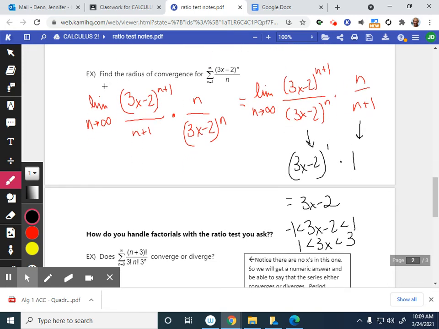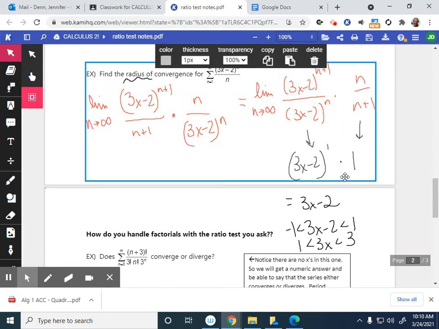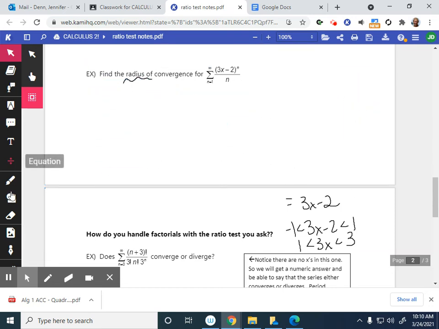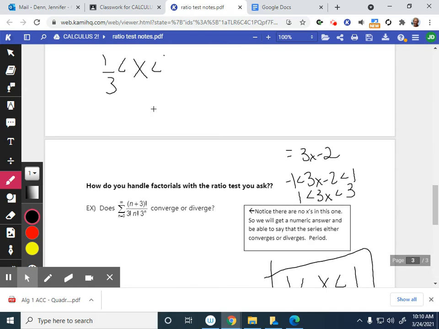So, oh, sorry, this said find the radius of convergence. I'll get to that in a second. So the interval of convergence for this, even if the question says find the radius, not the interval, I'm still doing all the same work. So the interval of convergence for this is x has to be between 1/3 and what do we say? And 1.